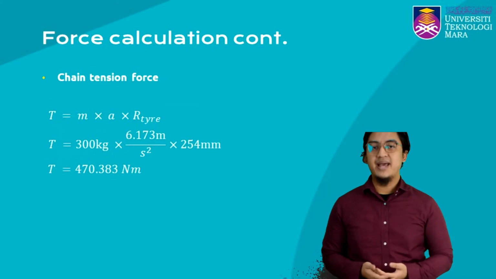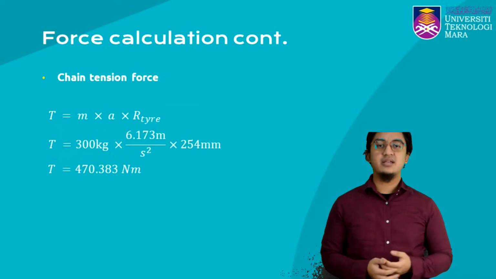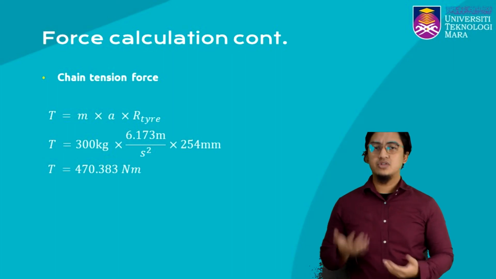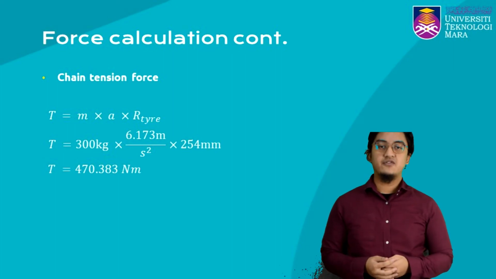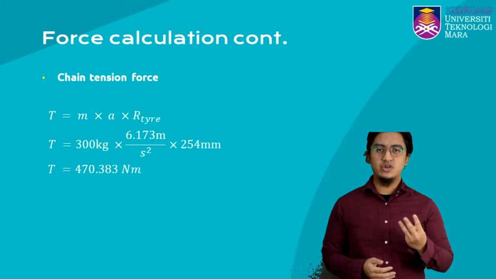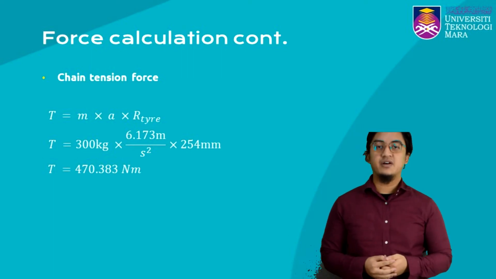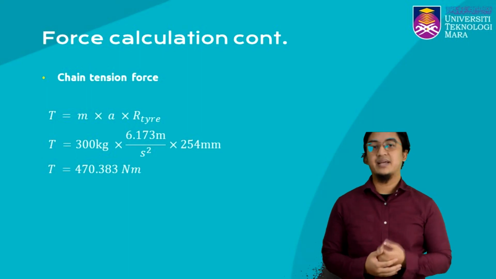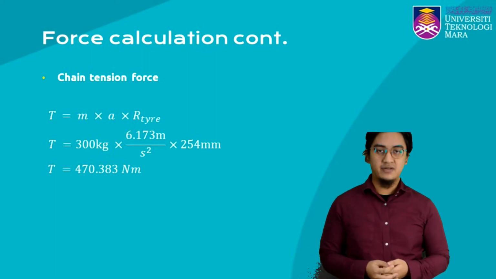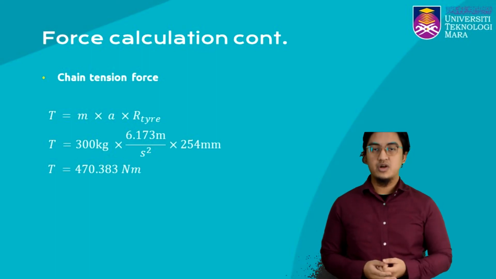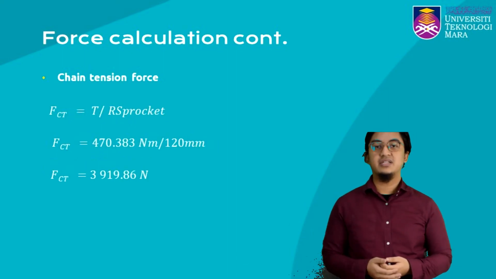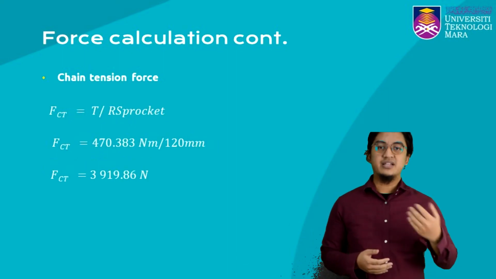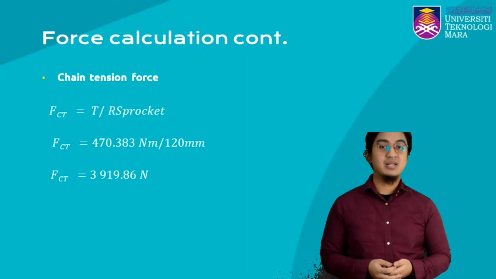By multiplying the mass, maximum acceleration, and tire radius, we can identify the torque produced on the sprocket. The mass of the UiTM Formula FSAE car is 300 kg, including driver, and it can reach a speed of 100 km per hour from stationary in 4.5 seconds. Thus, the maximum acceleration is 2.173 meter per second squared. The tire used for the car has a radius equivalent to 254 mm. From this data, we can get the torque produced on the sprocket, which is 471.383 Nm.